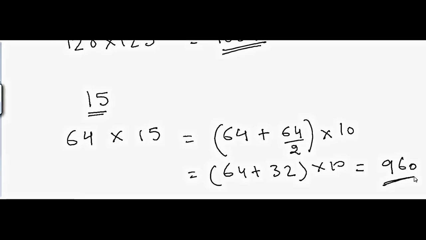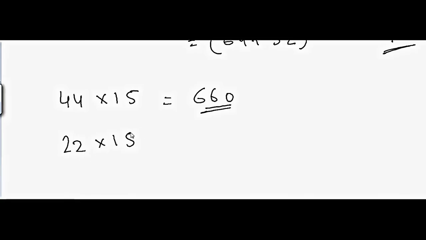Suppose I have 44 and want to multiply by 15. I know that half of 44 is 22, so that will be equal to 66, and then a 0, so that will be 660. Suppose I want to multiply 22 by 15, that will be equal to 330. And if you want to multiply 66 by 15, that will be equal to 99 and 0.